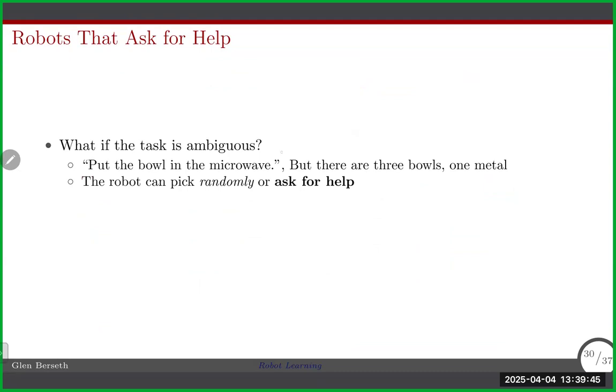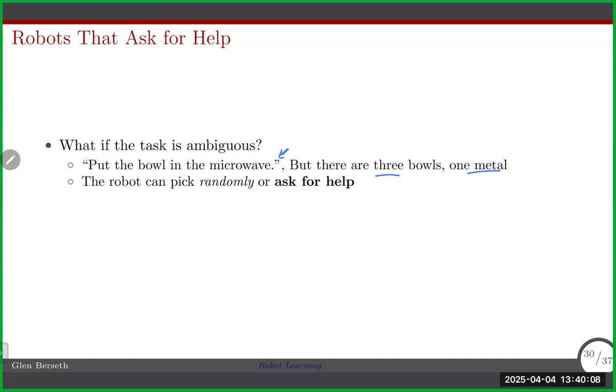So in this example, some robot puts a bowl inside the microwave. But in the particular situation, there are going to be 3 bowls. One of them is going to be metal. So if any of you has not done that before, putting something metal, in particular aluminum stuff, in the microwave is a really bad idea. It might destroy your microwave.